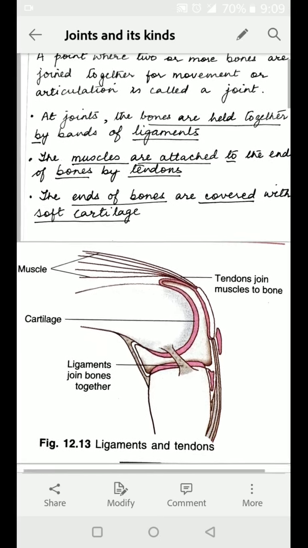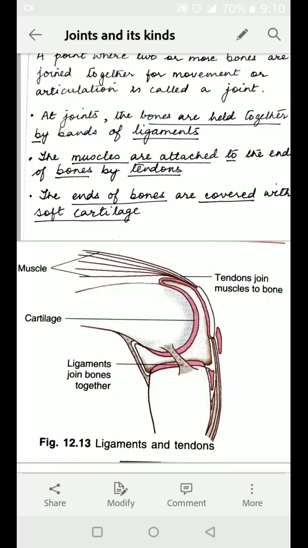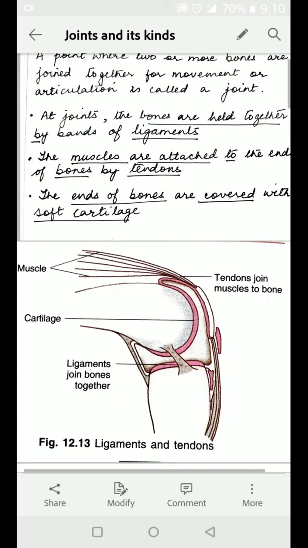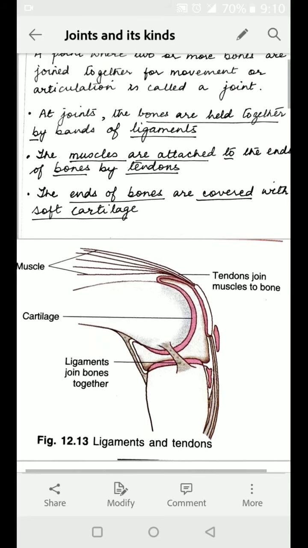So this figure shows you ligaments that join the two bones, tendons that attach muscles to the bones, and cartilage that is present at the end of two different bones, which acts as a cushion between the bones.